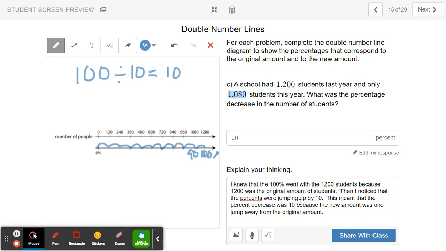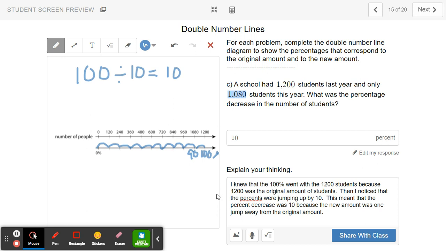It is a way that I know that I'm fully explaining. You just have to make sure that you fully explain what you did. Okay, so here's what I wrote. I knew that the 100% went with 1,200 students, because 1,200 was the original amount.